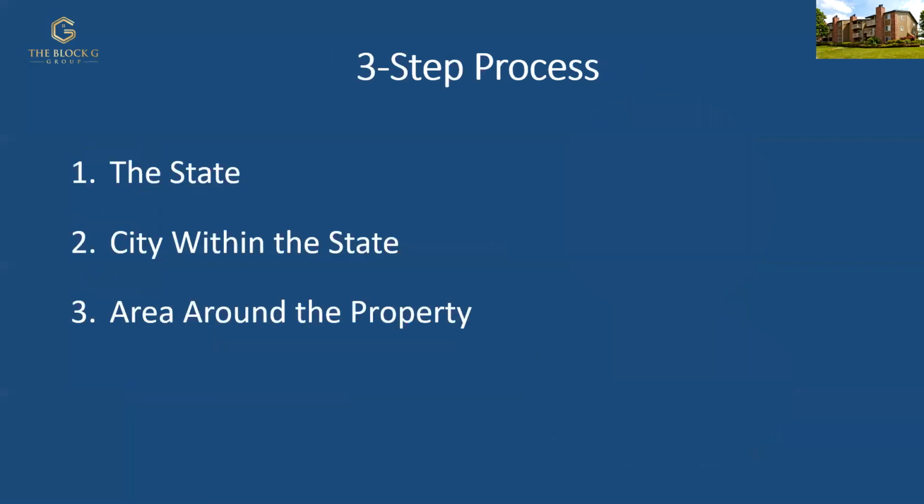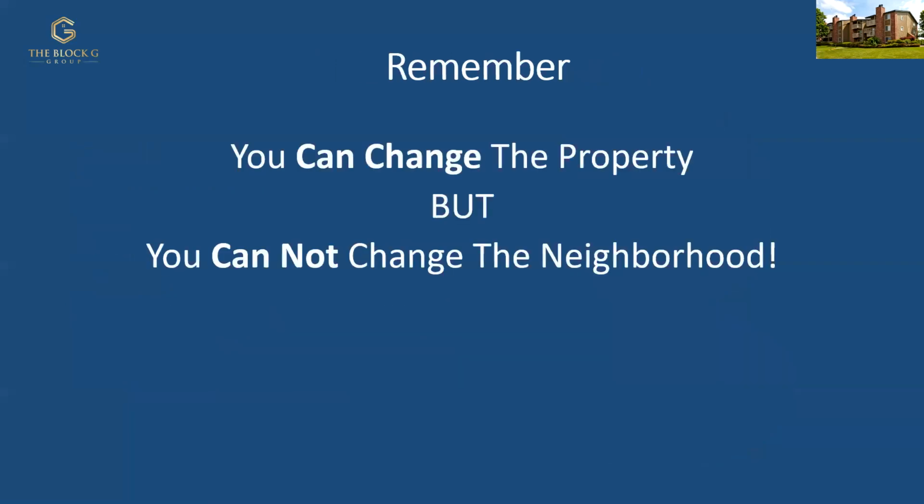I'm going to share with you today in this presentation a three-step process. I'm going to show you where to get the state. I'm going to show you what cities within that state are good. And then I'm also going to show you how to figure out the area around that property. Is it good or bad, based on your criteria? But one thing you've got to remember, folks, is that you can change the property, but you cannot change the neighborhood.